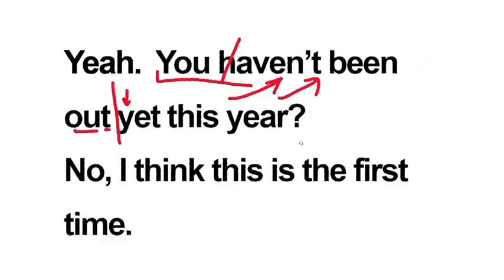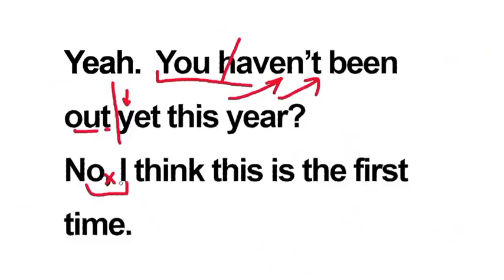No, I think this is the first time. Yeah. Did you hear how my dad did a vowel-to-vowel link here? No, I. So there really wasn't a comma there. No, I. We really like to link things together for smooth transitions between words in American English. No, I think this is the first time.